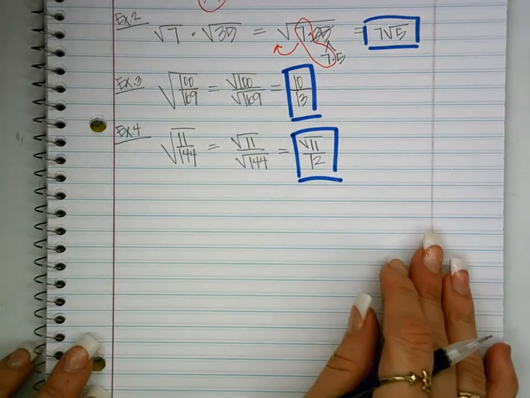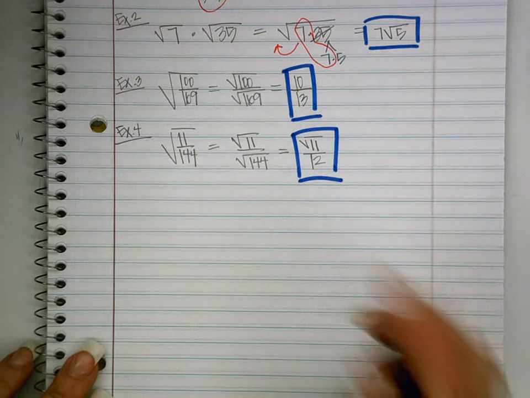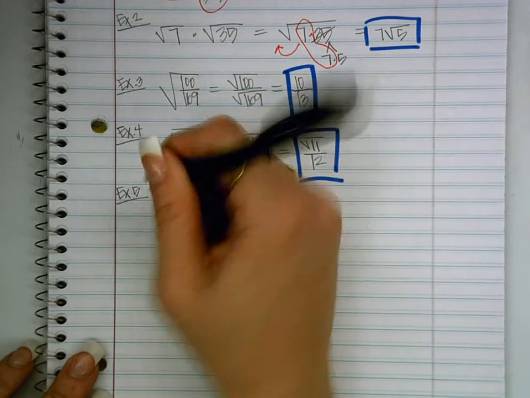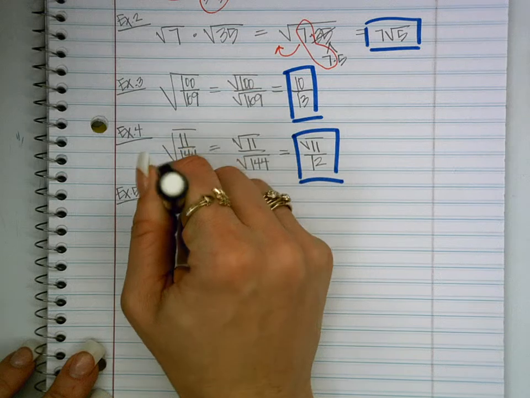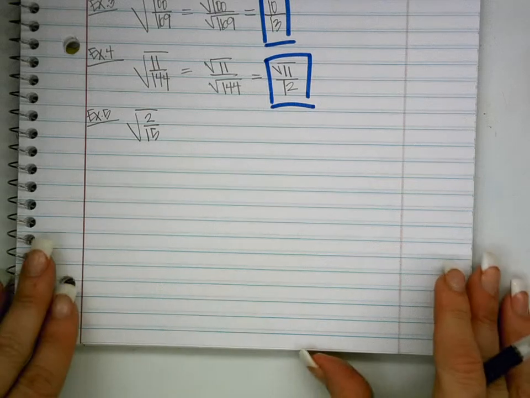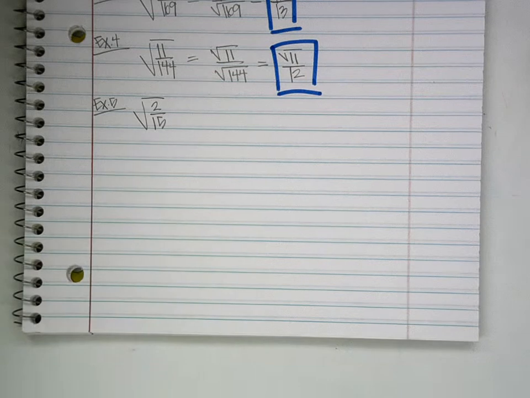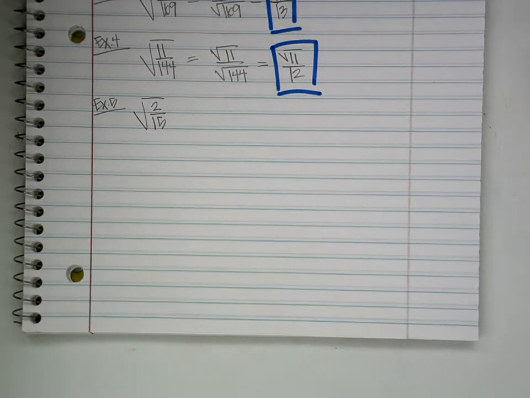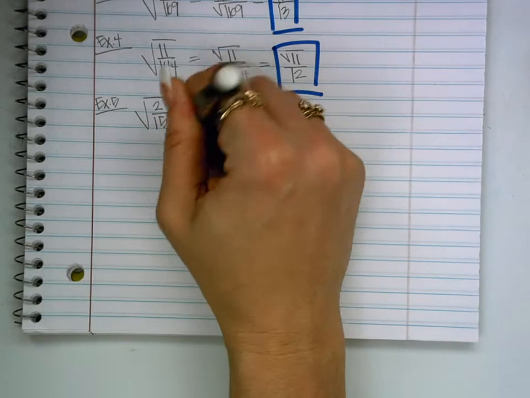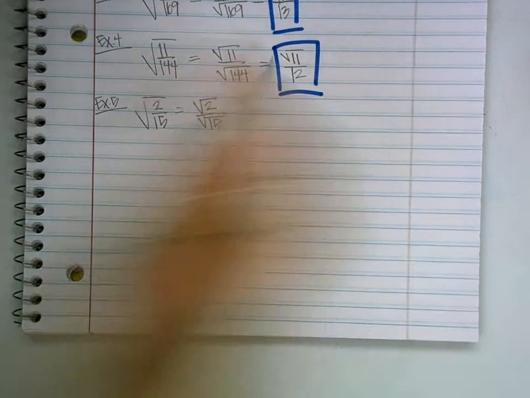So the fractions really aren't that bad, hopefully. Okay, try another one. Number 5. I want you to simplify root 2 over 15. So again, break these up to be a root 2 over root 15.